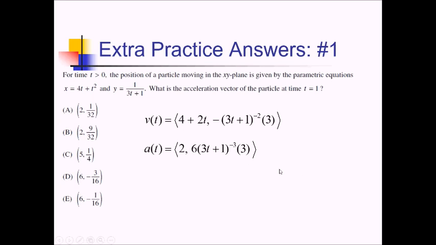To make the next step easier, I'm going to clean this up a little bit and write this as 18 over (3t plus 1) to the positive third power. All right, so now I have to plug in 1 for all of this. 2 is just going to be 2. For this stuff, we've got a 1 plugged in downstairs, so 3 plus 1 is 4. If we raise that to the third power, that's 64. 18 over 64 can be reduced by 2 to be 9 over 32. So we have 2 comma 9 over 32 for the acceleration vector, which is going to give us choice B.